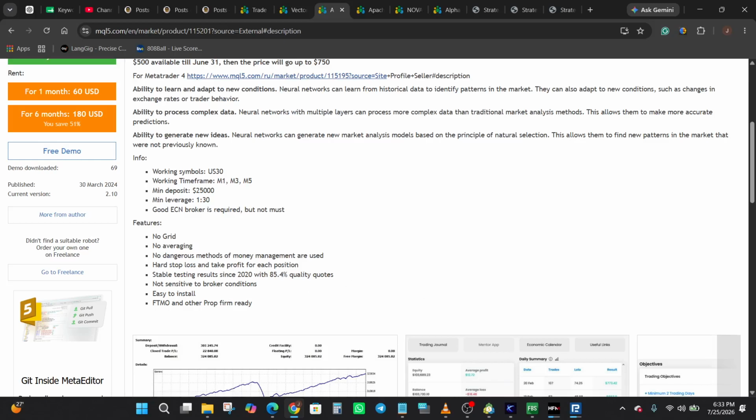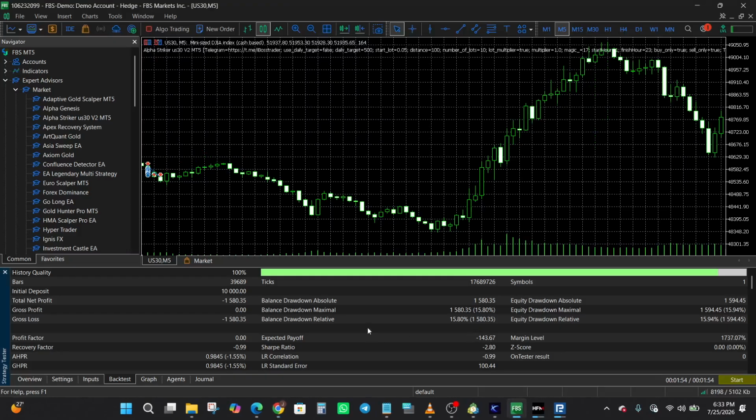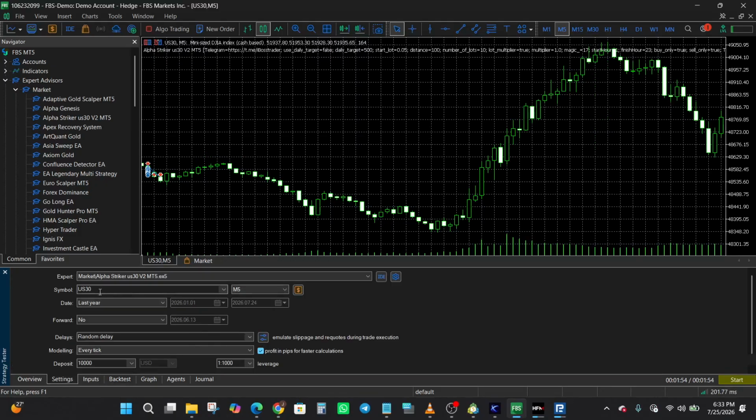Now let us get into the historical testing. I ran this on a $10,000 account. As you can see, I conducted the test on US30 on the M5 charts, which are, following the recommendations, covering January through July 2026, about 7 months.